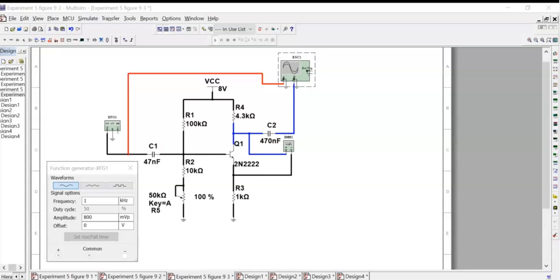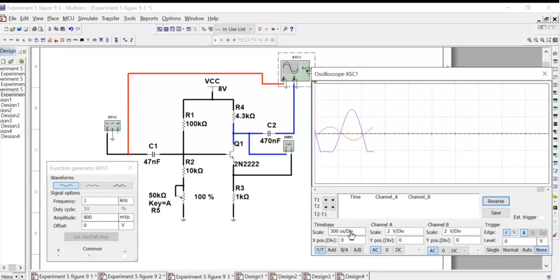Next, open the oscilloscope. Then from the oscilloscope, AC coupling, this one is AC coupling and this one is AC coupling. Then we have 2 volts per division. This is correct. Next, the time per division is 500 microseconds. Next, click the run.